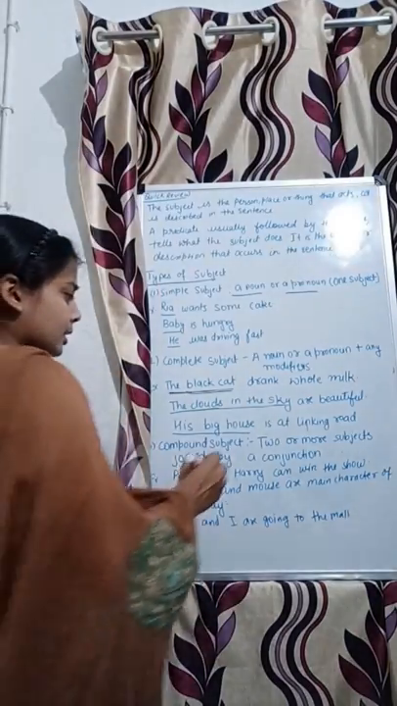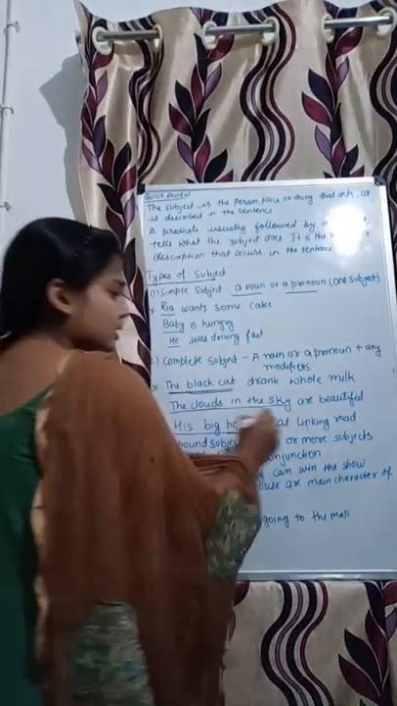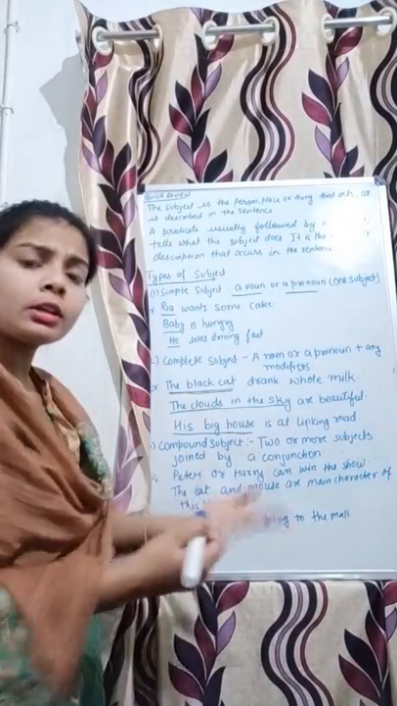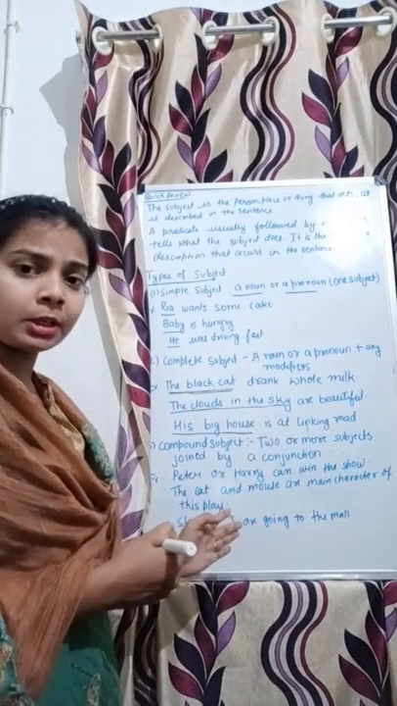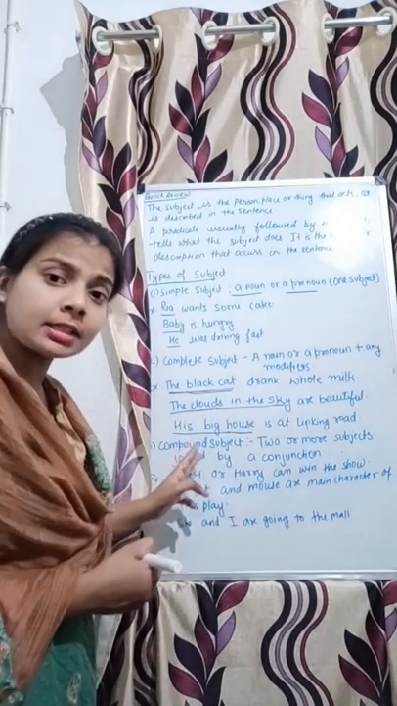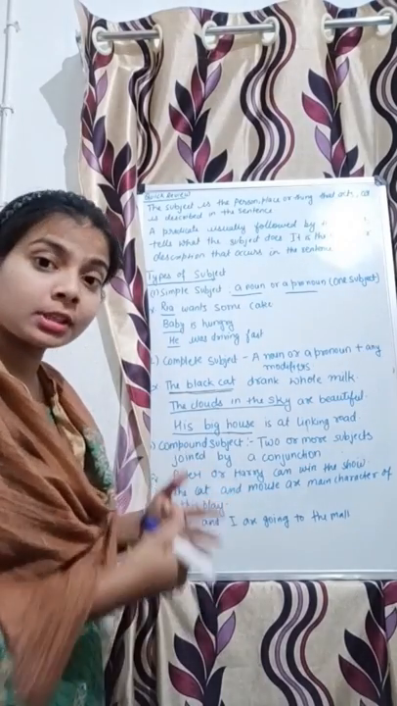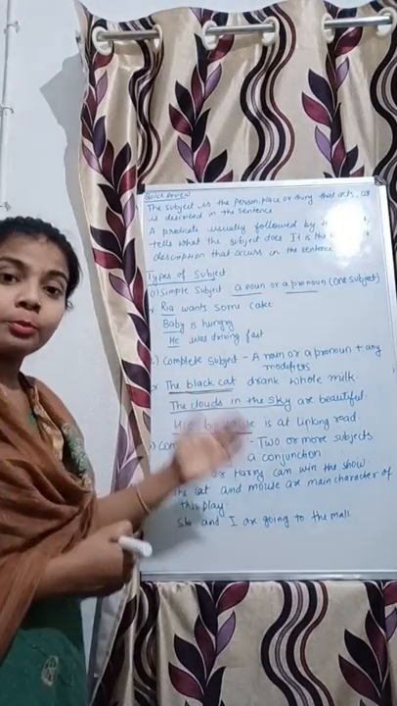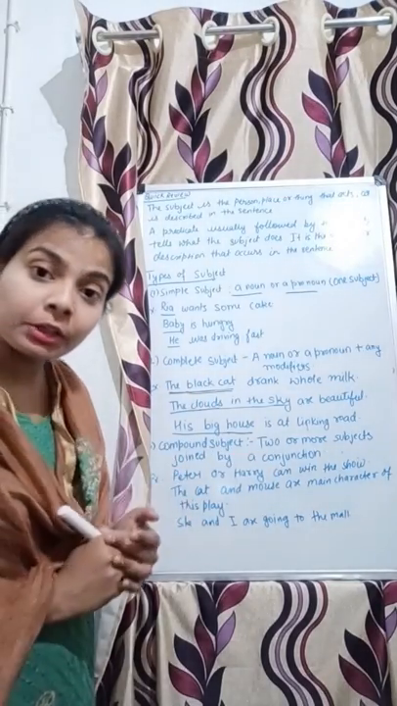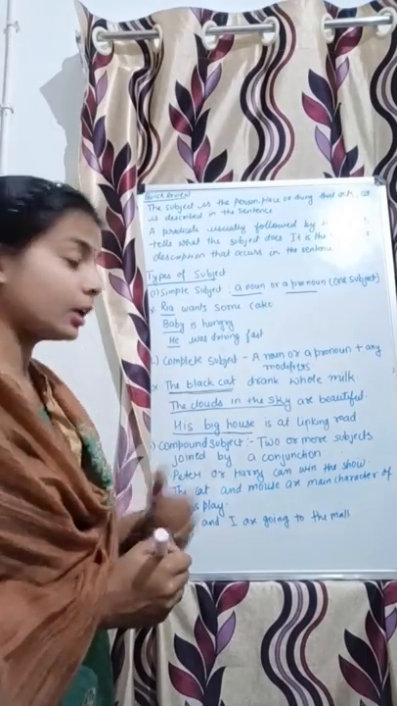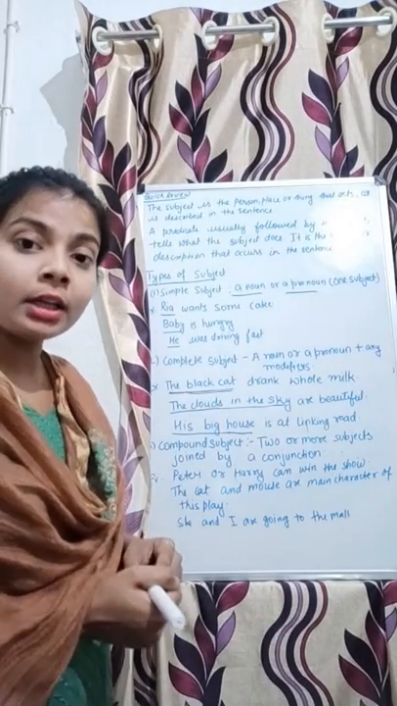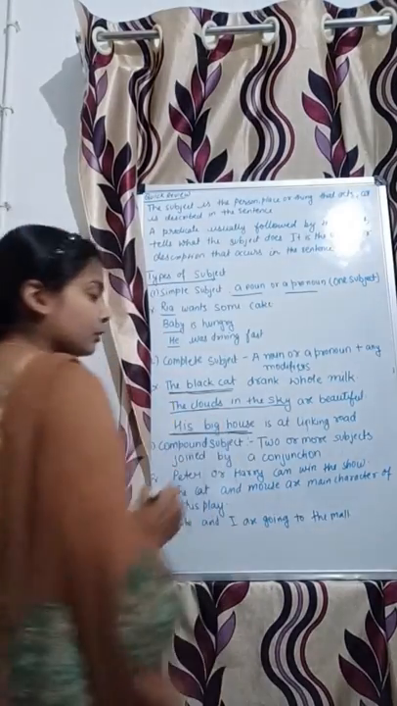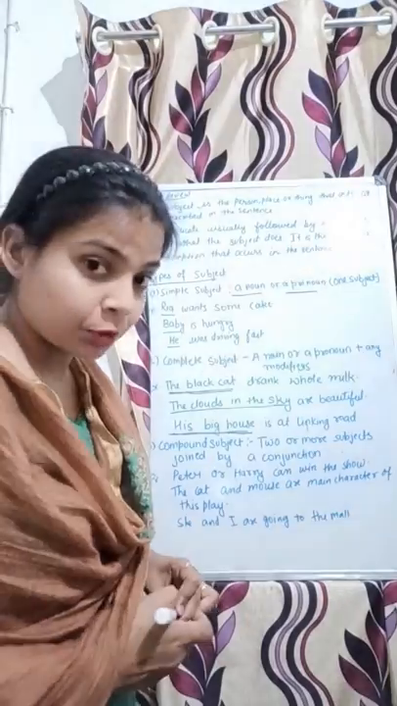His big house is at Linking Road. Now in this sentence, house is the subject because the whole sentence is all about the house. But whose house? It is also described in the sentence that it is his house. What more description is given about the house? That the house is big. So any noun or pronoun which comes with its modifier or description, all together will be called complete subject. So here, his big house is a complete subject.